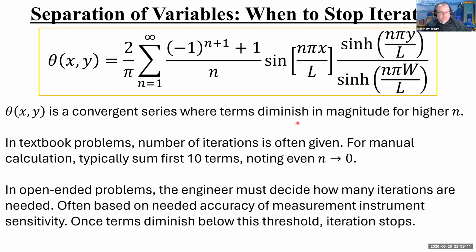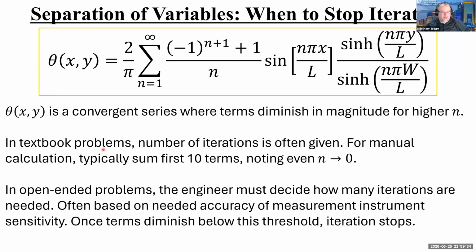Because there are diminishing returns, right? You don't have infinite computational power. You don't have infinite time. So you have to figure out when you're going to stop. So yes, fine. Theta of xy is a convergent series, but the terms diminish for higher values of n. So you're getting less and less and less benefit the higher and higher up in n you go.